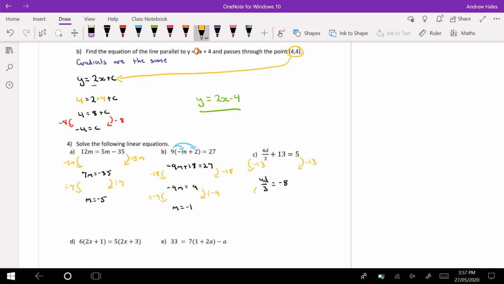Next up, I'm multiplying both sides by 3. So times that by 3, times that by 3. So 4d equals negative 24. Negative 8 times 3 gets me to negative 24. And now lastly, to find d, I need to divide both sides by 4. So d is equal to negative 6. And that's the answer for that question there.